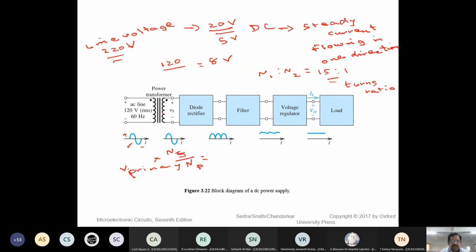So I will not get into the detail of this transformer, except that for the purpose of DC, which requires only very small voltages, we need to use a step down transformer in such a manner that we get the desired voltage. So if I put in 15, I will get 8.